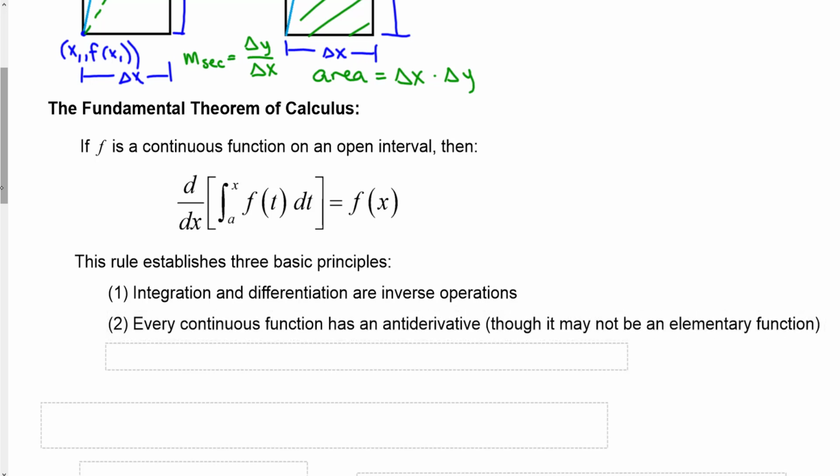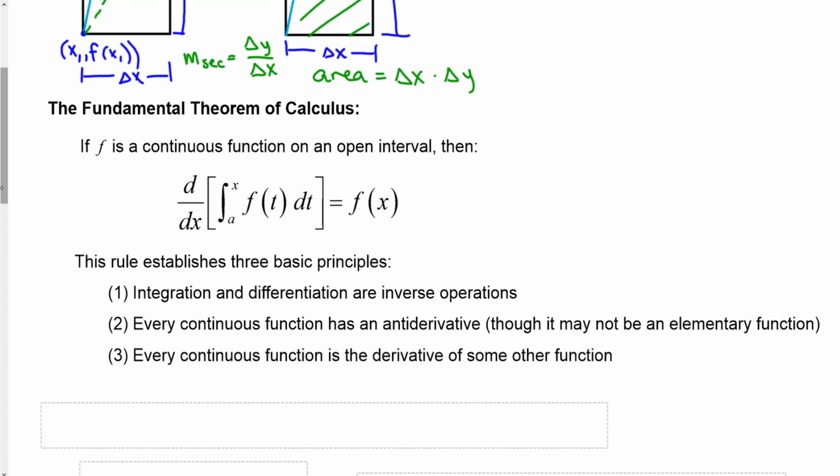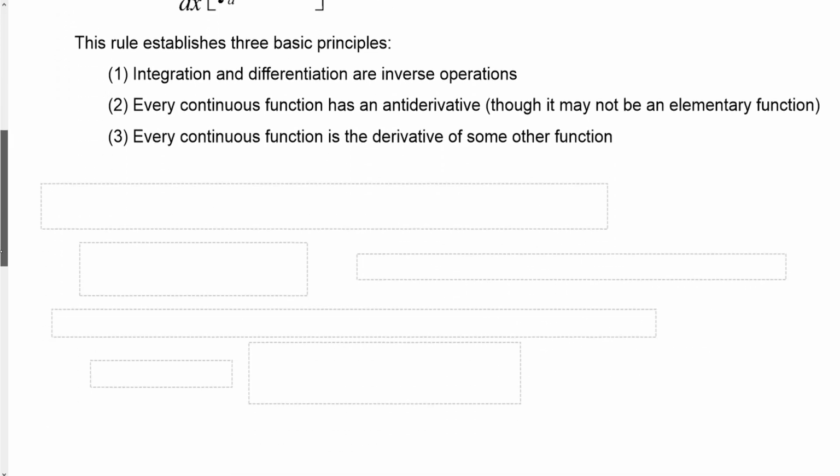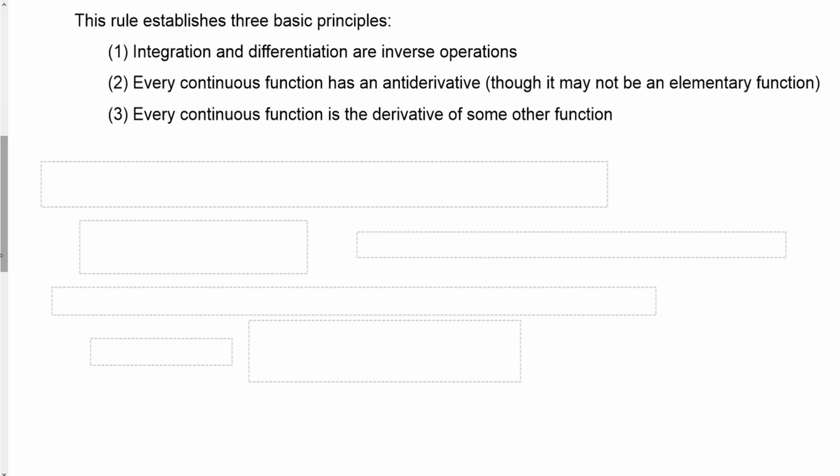Secondly, every continuous function has an antiderivative. It may not be an elementary function, but every continuous function has an antiderivative. And third, every continuous function is the derivative of some other function. So let's look at these in a little bit more depth here.